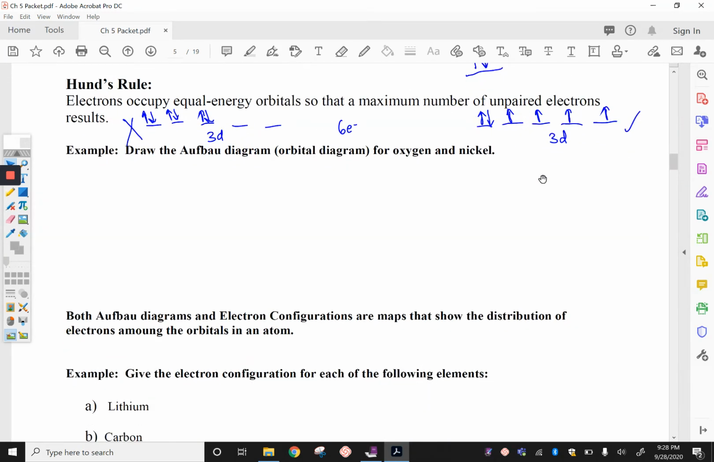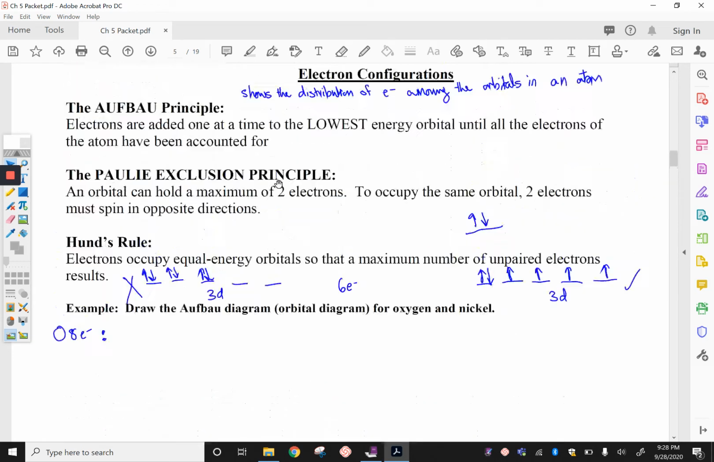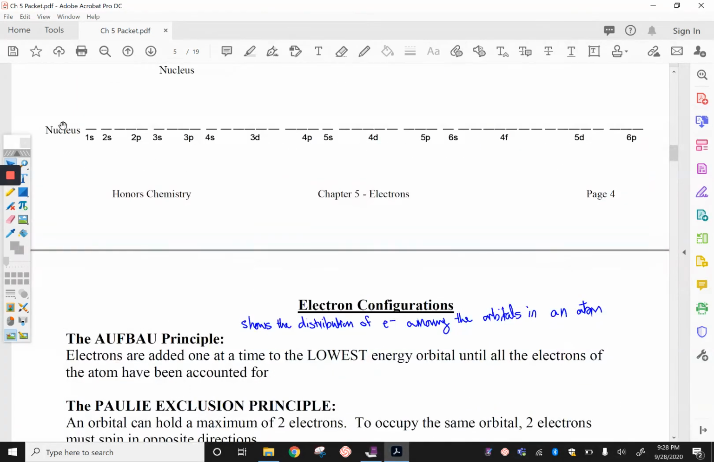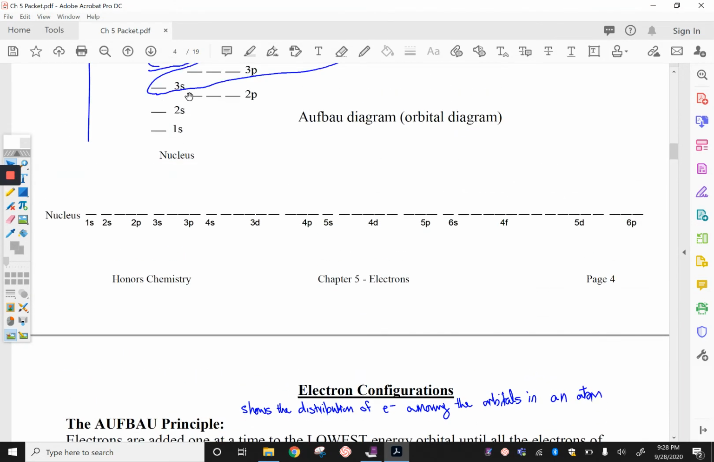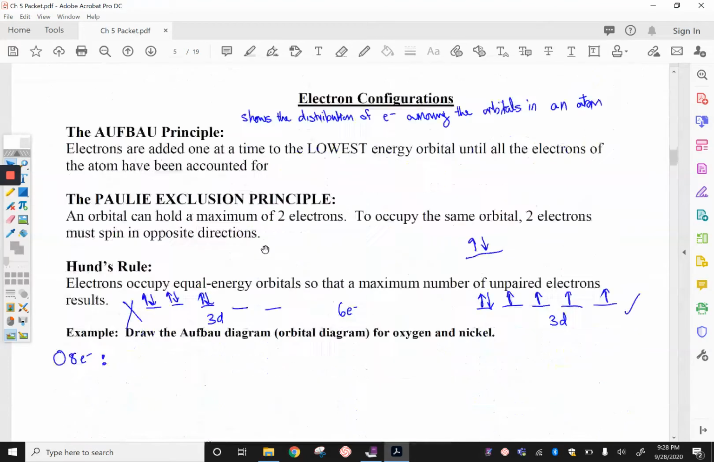We're going to do the orbital diagram for oxygen and for nickel. So we're going to start with oxygen. So oxygen has 8 electrons total. And I'm going to do it just because it's easier for me. I'm going to do it like this, just in all one line. If you choose to do it this way vertically, that is fine as well.